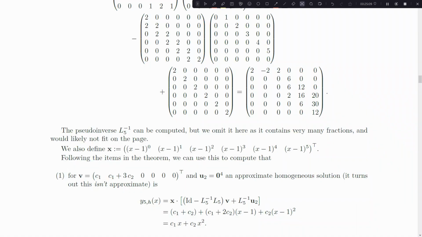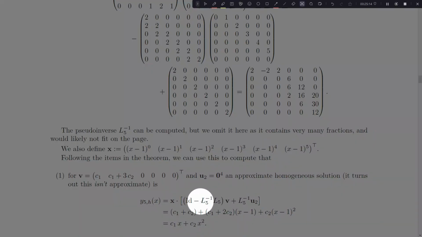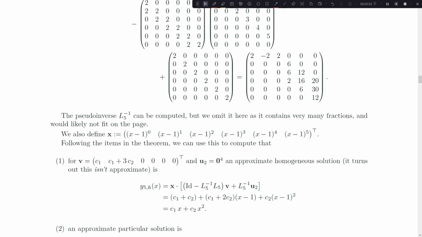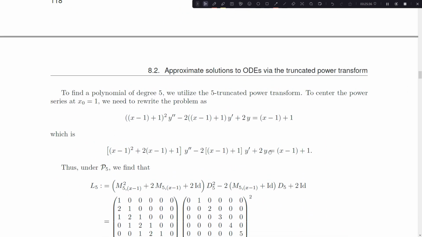I can just worry about a 0 for you right away. But anyway, if I calculate the null space, the identity minus the pseudo-inverse on L, and I act that on V, and then I take the pseudo-inverse on U, what results is c1x plus c2x squared. And in fact, that is a homogeneous solution. It's not even approximate in this case.